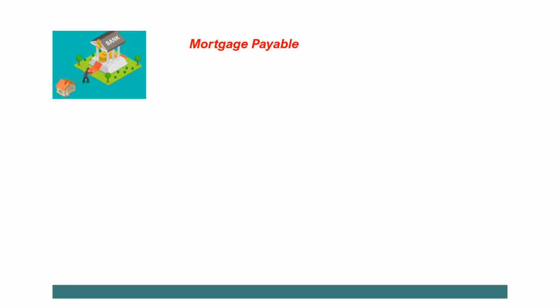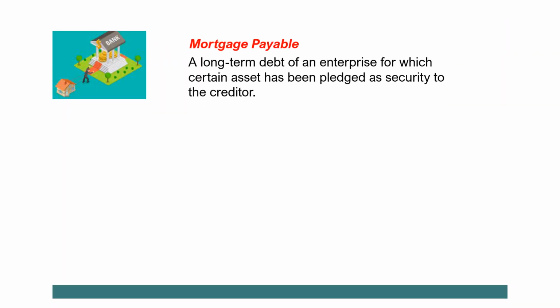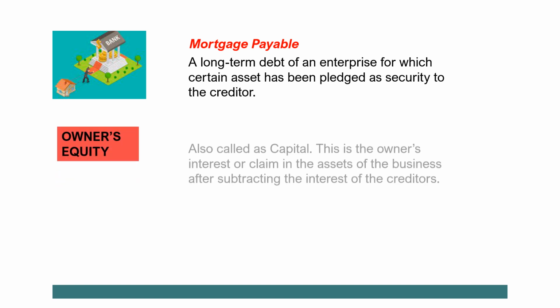Okay, what else? Mortgage payable. This is a long-term debt of an enterprise for which certain assets have been pledged as security, or the business provided collateral to the creditor. That is mortgage payable. Okay, let's move on to the owner's equity.